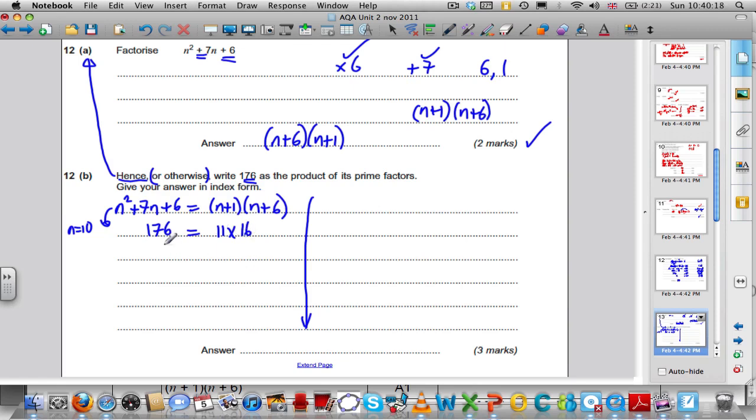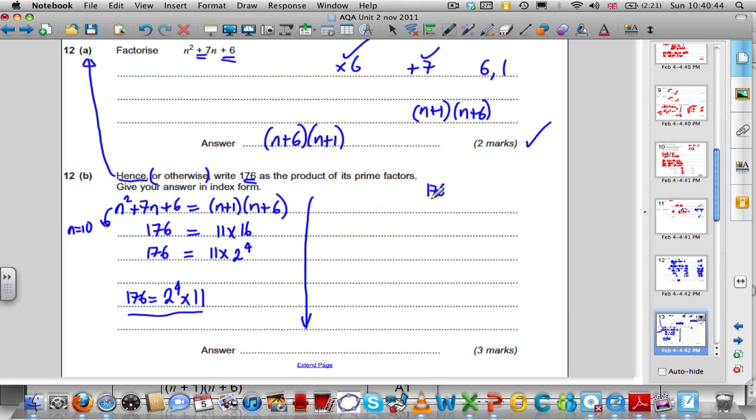Okay, so you've factorized the 176. But you want it in terms of its prime factors. Well, 11 is prime, but you need to break up 16 to be prime, but 16 is 2 to the power of 4. So 176 is equal to 2 to the power of 4 times 11. That is your answer.